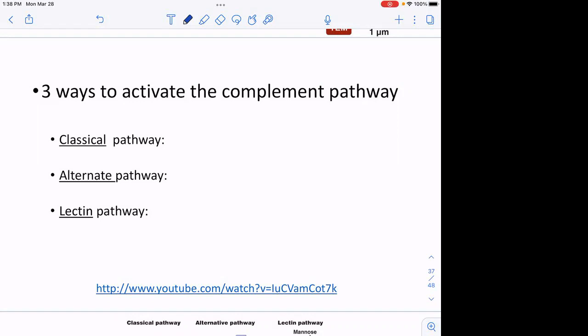The first way, we call it the classical pathway because it was the first one that was discovered. With the classical pathway, this is activated by an antigen and antibody complex. And I know we haven't talked specifically about antigens or antibodies yet. Stay tuned for that. But that antigen-antibody complex is recognized by C1, and that causes the C1 to split the C2 and the C4, like we talked about in the preceding graphic.